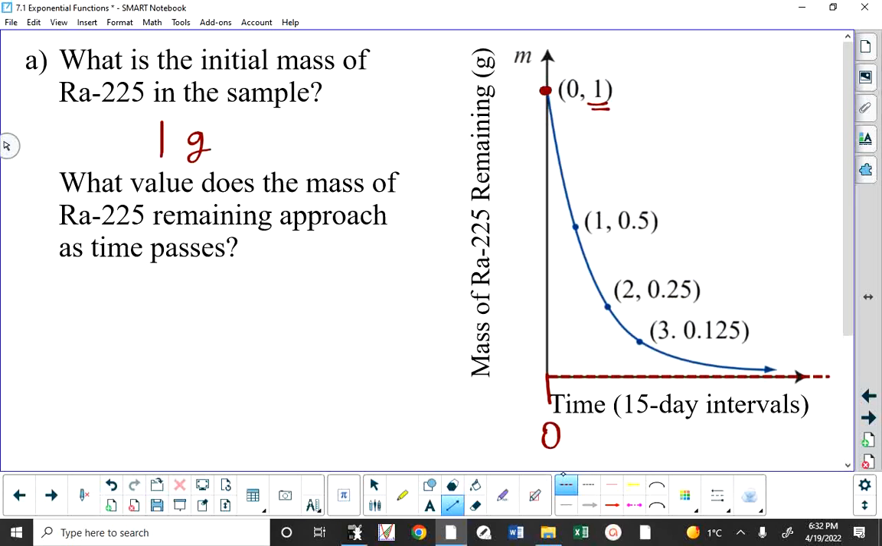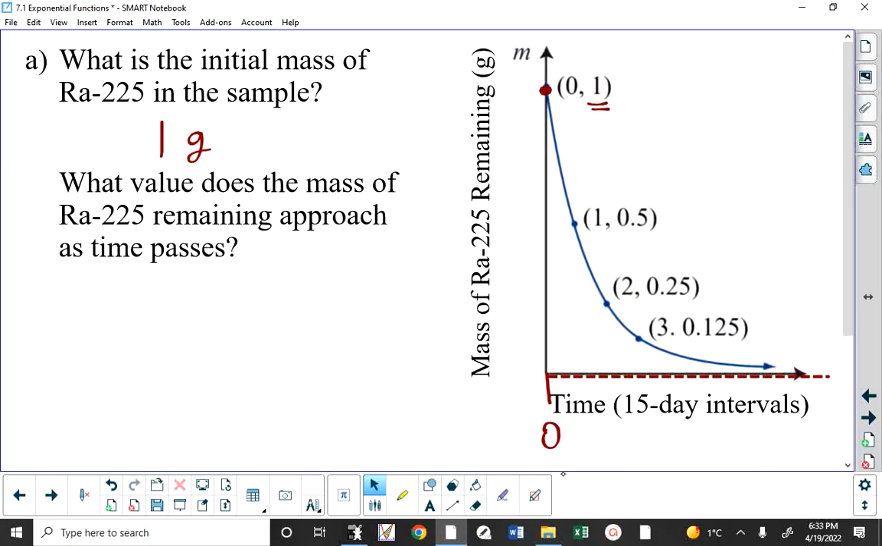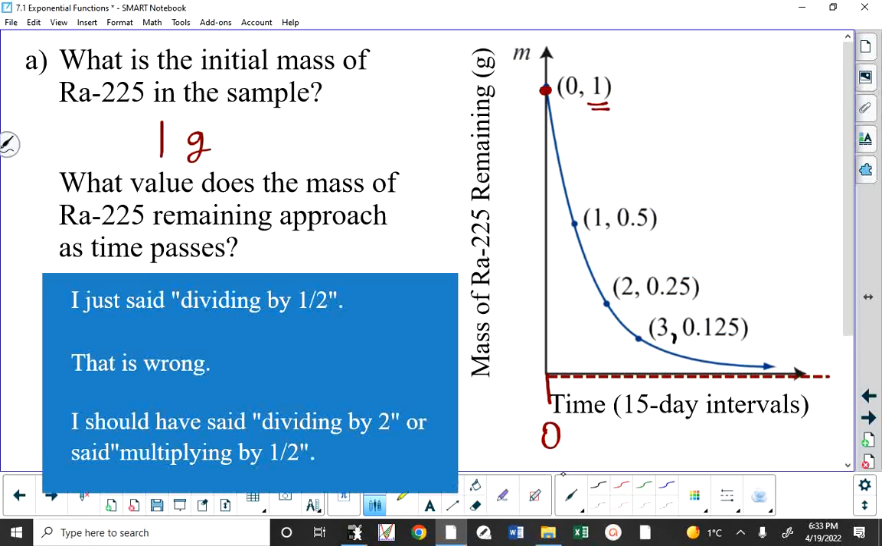Look, if you keep dividing, and by the way, I just noticed this, I don't know if it's like this on your handout, this should be a comma after the 3. If you keep dividing the mass by a half, you will never reach 0.